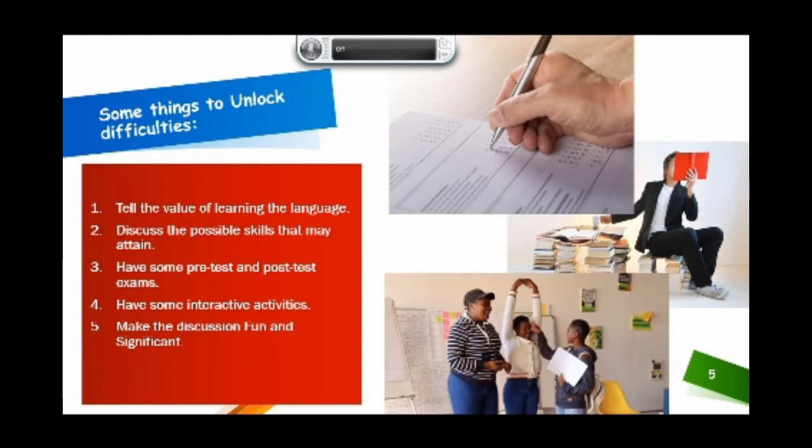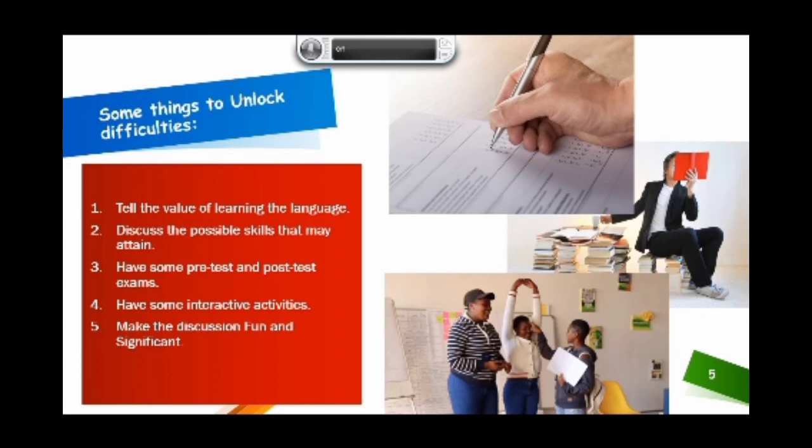What are the possible skills, which is number two, that they may attain? If they want to become a broadcaster or a journalist, grammar will help them create a great essay or article, right? If they want to become a speaker and if they have a dream to speak in diverse places, they need to acquire a second language, the English language rather.